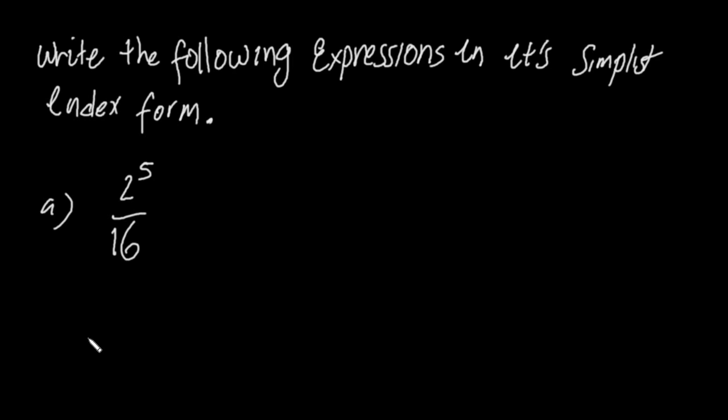Welcome to your quick math lesson on the second index law, negative and zero indices. So we're going to get straight into it with the following problem. The question is, write the following expression in its simplest index form. So we have 2 to the 5 over 16.